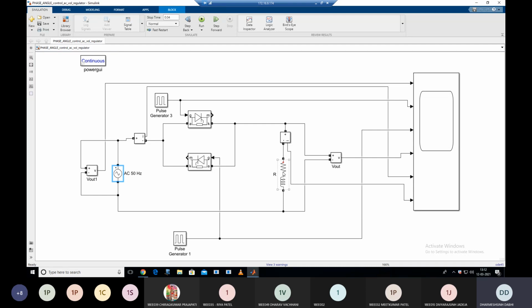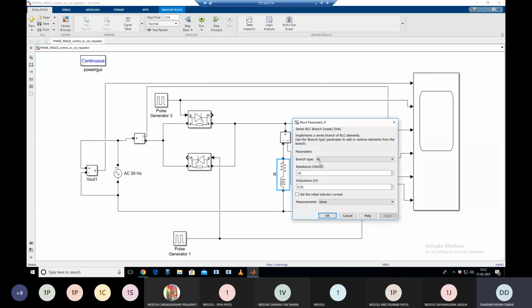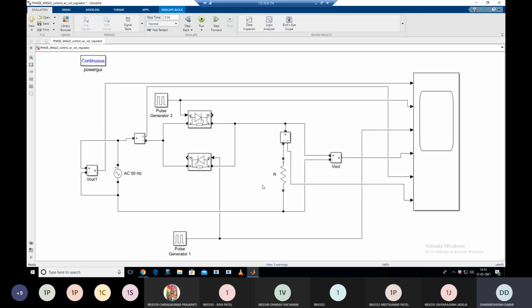Here the load is connected. First I will take this resistive load, R is equal to 10 ohm. And across this load I measure the voltage, so I put the voltmeter here, positive terminal this and negative terminal this. And in series with the load I measure the current by using this ammeter. The output of this ammeter I apply to the last scope.